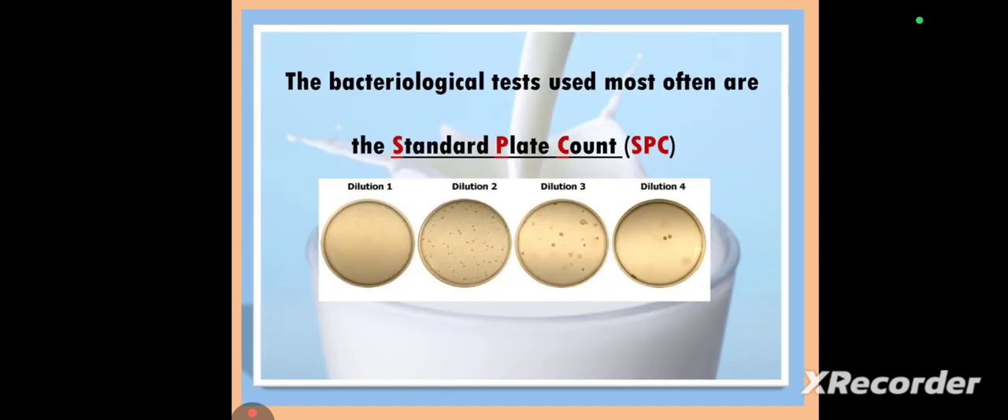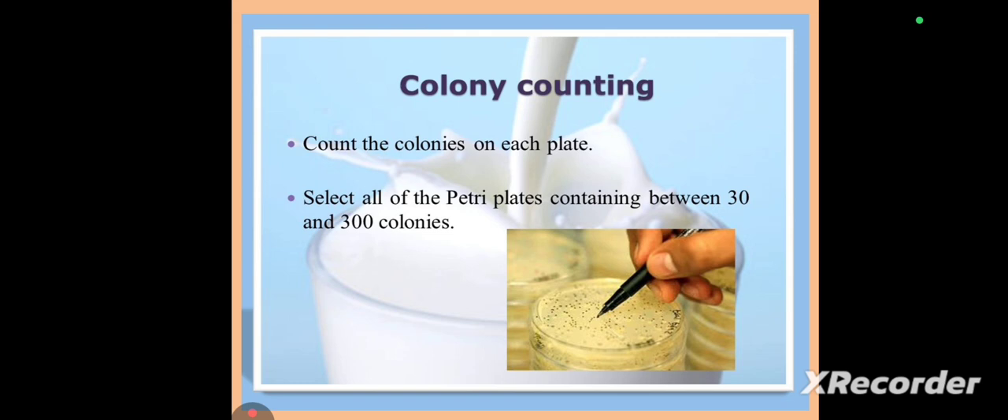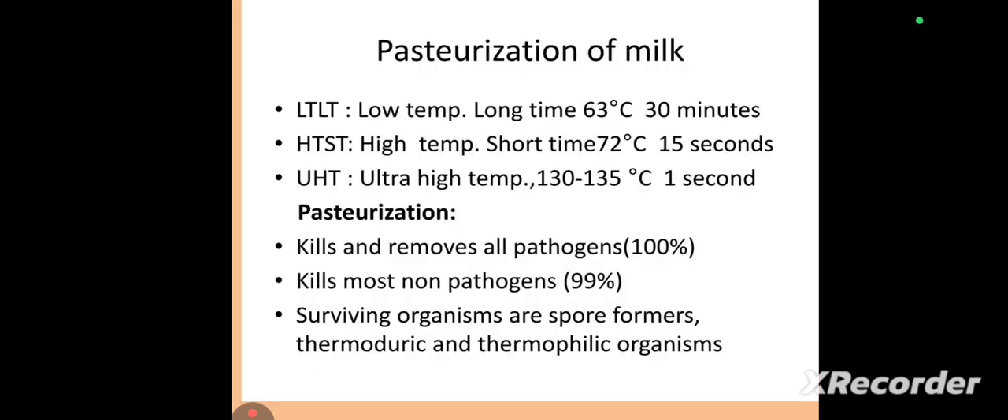These are the biological tests used most often for the standard plate count, using the serial dilution technique. Dilution 1 to dilution 10 will be continued. As dilution increases, the microorganisms decrease. This is the colony counting. We can count the colonies on each plate. Select all the Petri plates containing between 30 and 300 colonies.